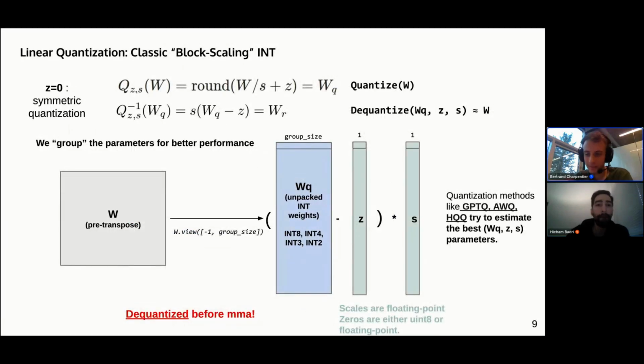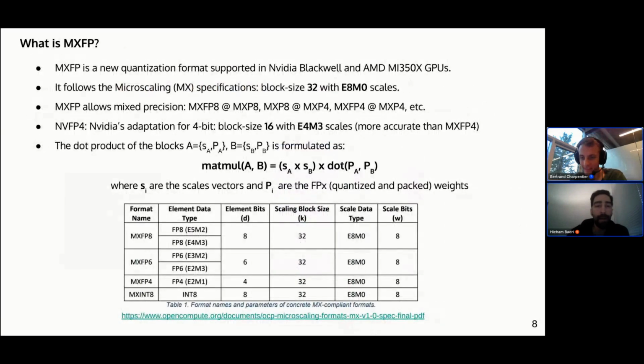Maybe there is a question in the chat. Yeah, one question is: do different bitwidth formats still use the same underlying MMA, matrix multiply and accumulate instruction, in Triton, CUDA, and so on?